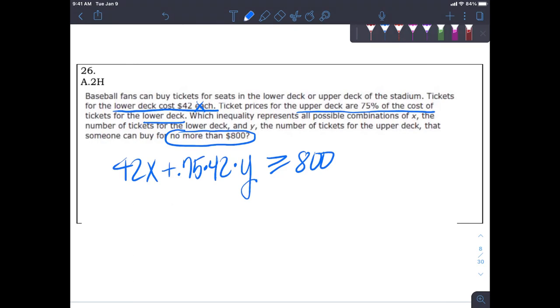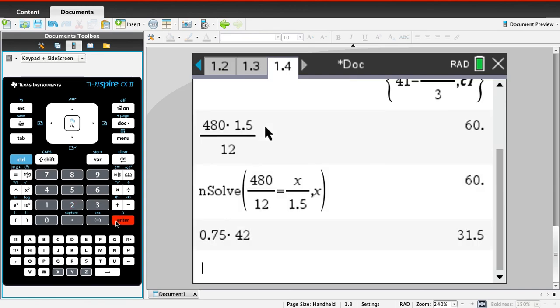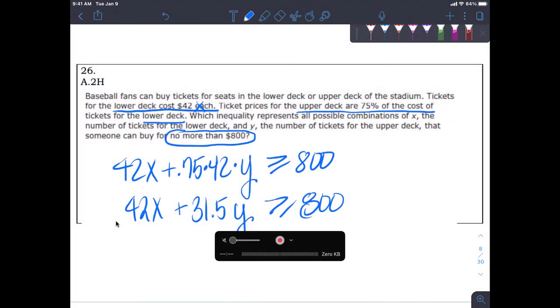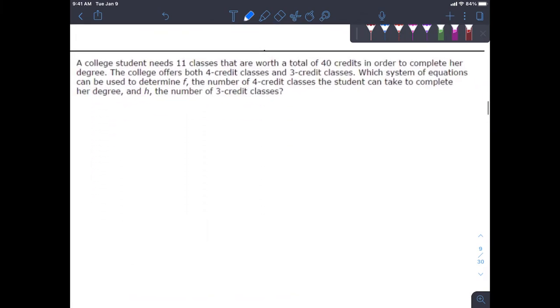I want to reduce it. 42X. And I'll find out what 75% of 42 is. 31.5. There's my equation. All right, let's take a look at the next one.